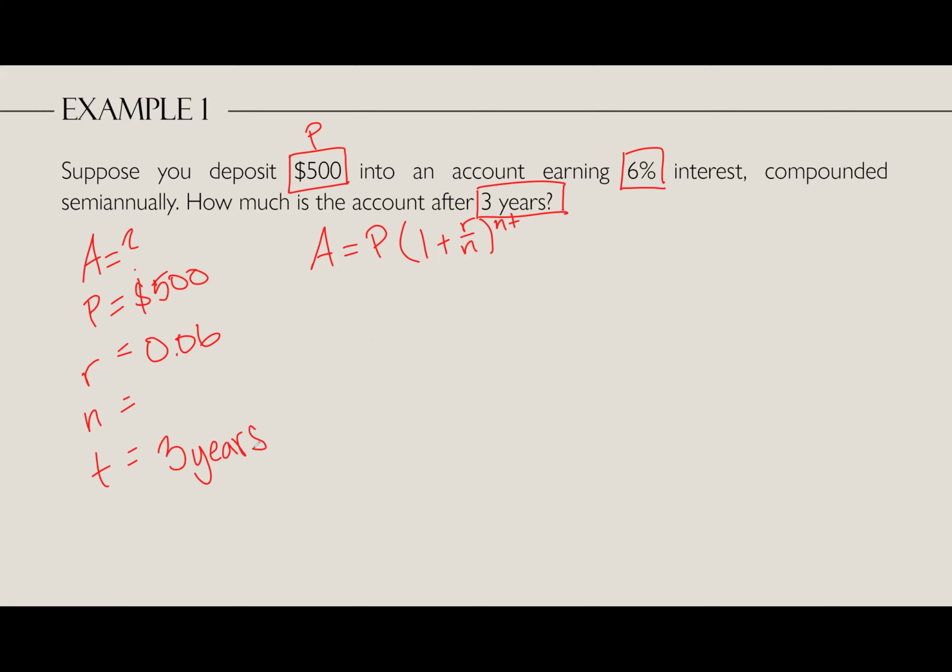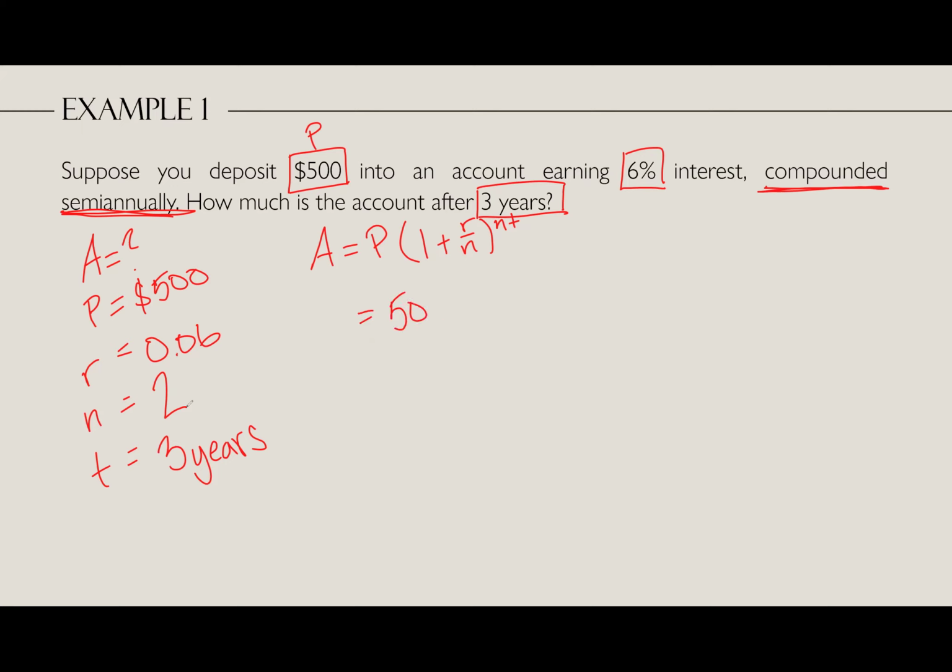The last thing I need is N. Remember, N is how many times per year am I compounding? Well, if I read my sentence instructions, we say that we're compounded semi-annually. So if I'm doing semi-annually, how many times is that per year? Well, that's twice per year.